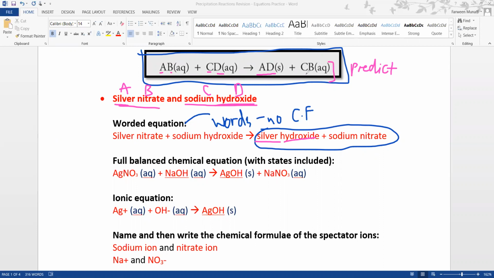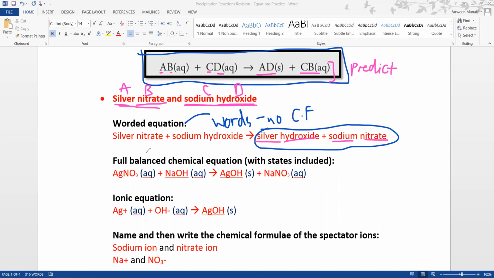And the second product is going to be the combination of C and B. So that's going to be sodium nitrate, CB. That's all we're doing. We're just applying whatever question we have to the formula that we have. So that's the basic idea.